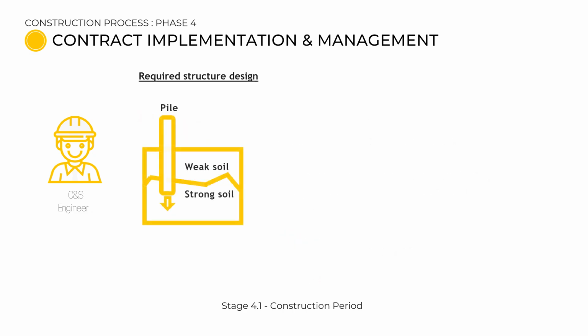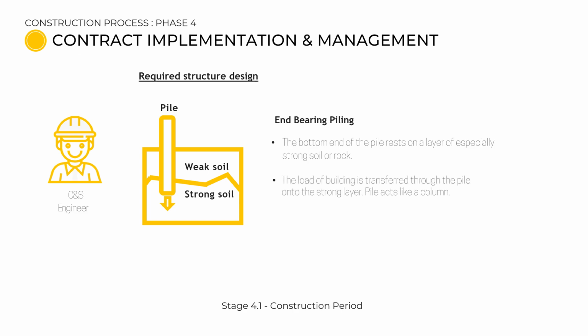Next, the second structural design is end-bearing piling. The bottom end of the pile rests on a layer of especially strong soil or rock. The load of building is transferred through the pile onto the strong layer. Therefore, the pile acts like a column. The key principle is that the bottom end rests on the surface, which is the intersection of a weak and strong layer.